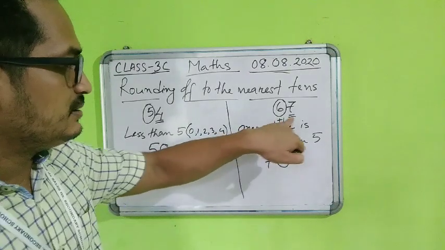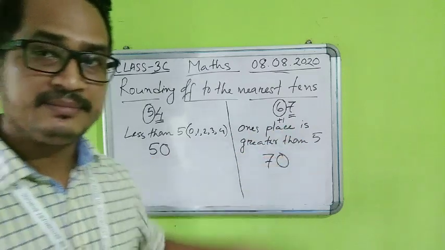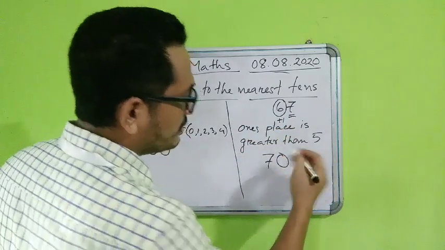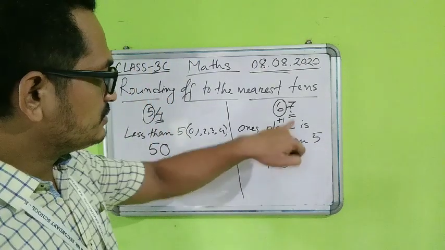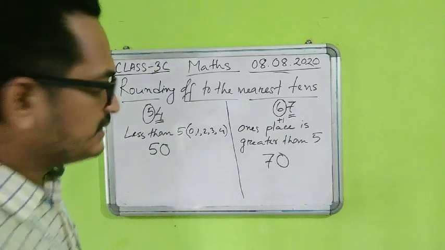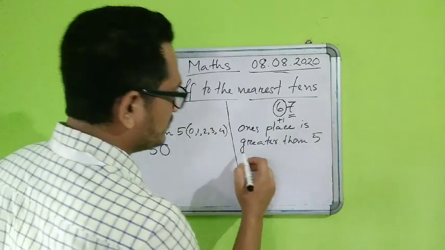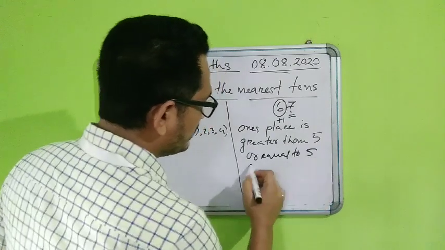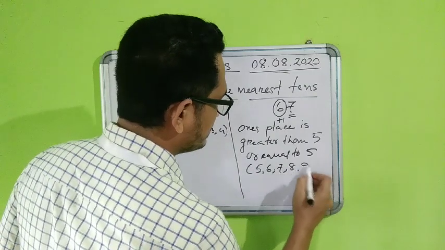In this case, the ones place digit is greater than 5, but sometimes it may be equal to 5 also. So two conditions can be done. What may the digits be? I will write down the digits here. If it is greater than or equal to 5, the digits are 5, 6, 7, 8, 9.